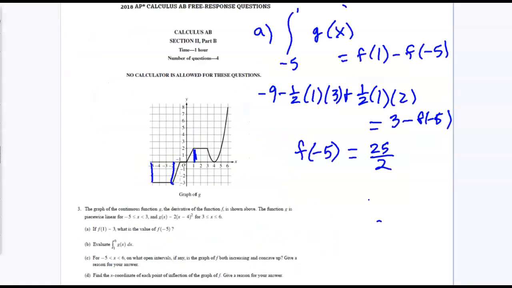Okay, if we take a look at the next part, it says for the interval negative 5 to 6, on what open intervals, if any, is the graph both increasing and concave up?